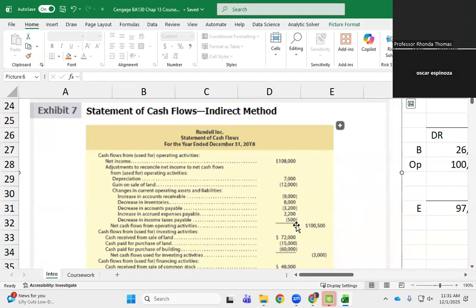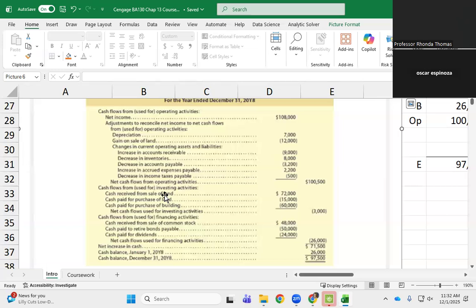When you get finished with this section, you should know, based on the operations of this business, that the operations actually caused cash to go which direction? It caused it to go up, and it caused it to go up $100,500. You say, well, wait a minute, I thought we went up $71,500. You're right. We've got two more sections to look at. And each of these sections is going to have either a positive cash flow or a negative cash flow, right?